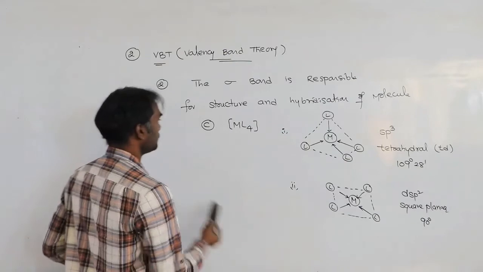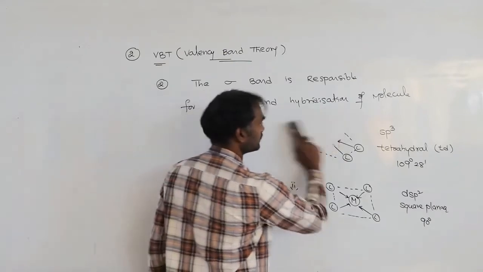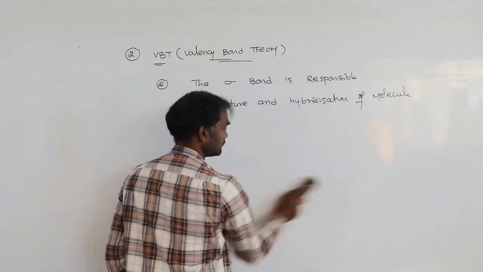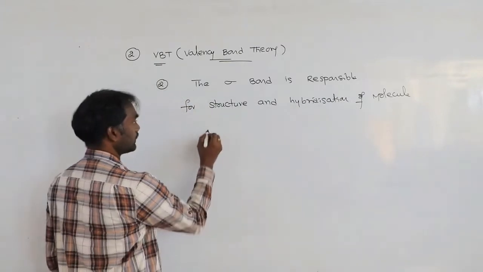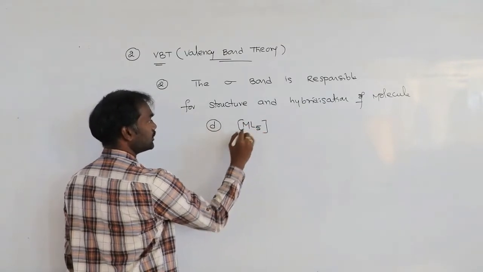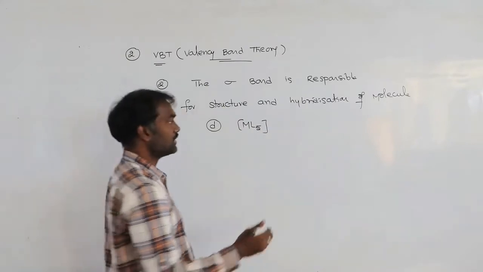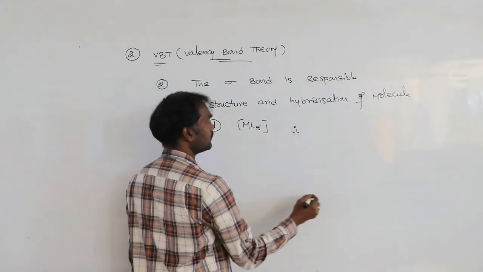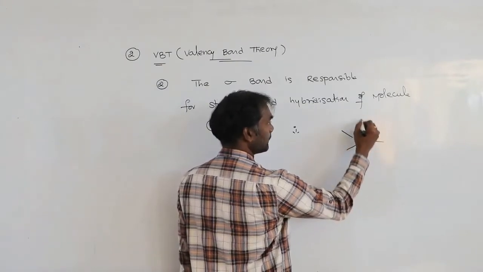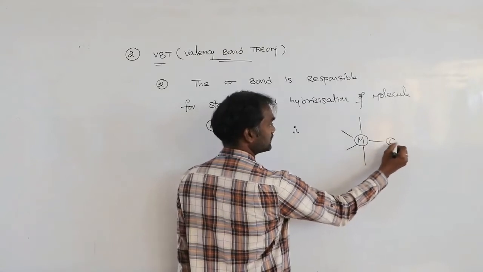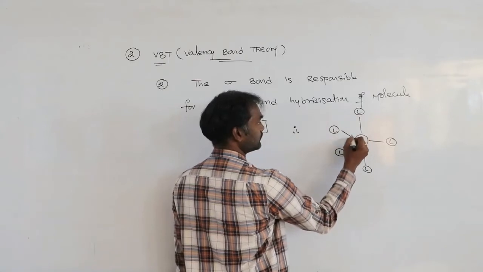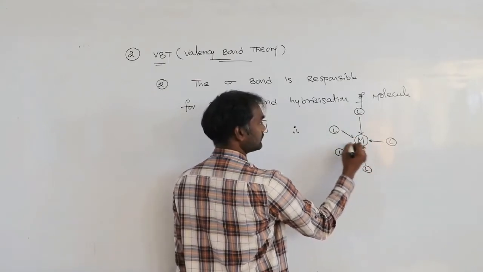Next, after ML4, next ML5. So ML5: the central metal is surrounded with 5 ligands. So here also we have 2 possibilities. The metal is surrounded with 5 ligands, like this.